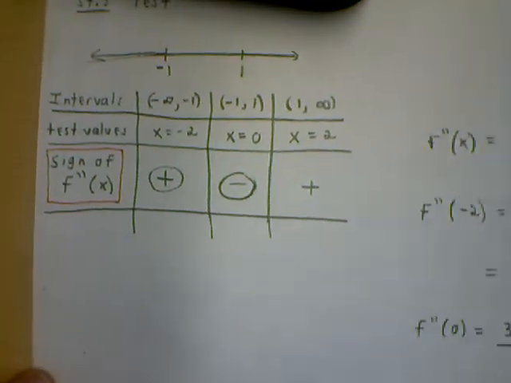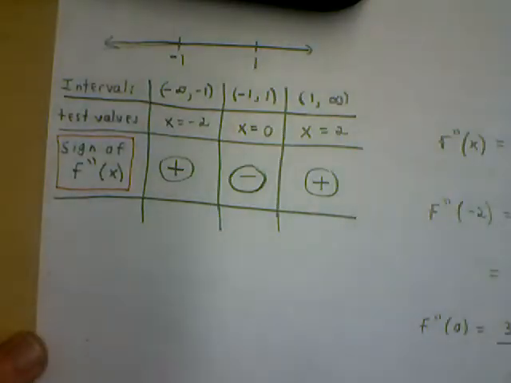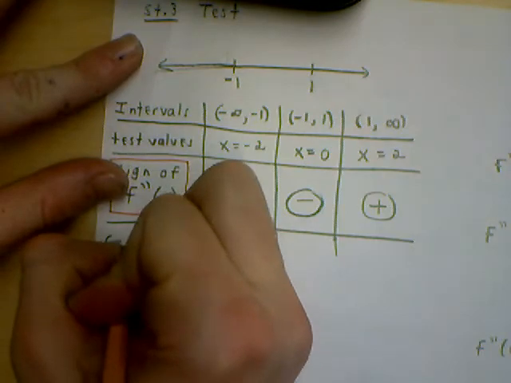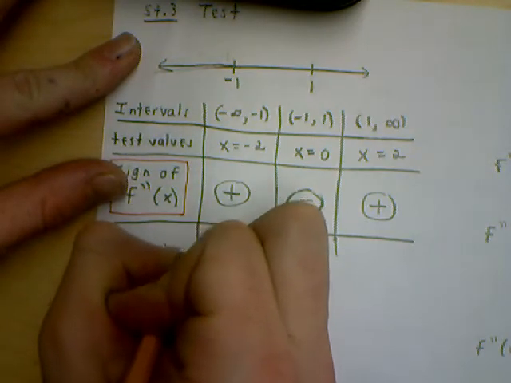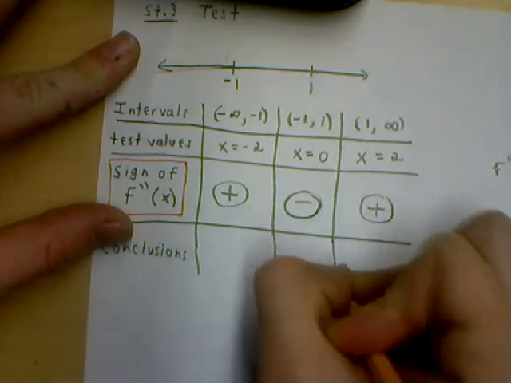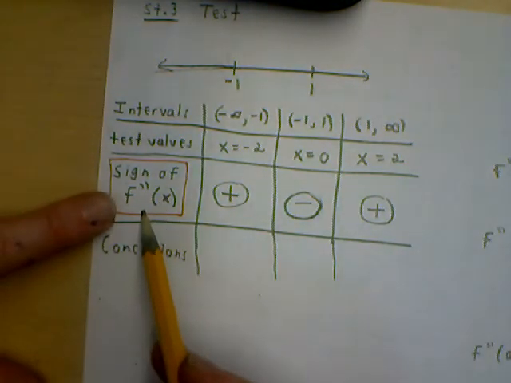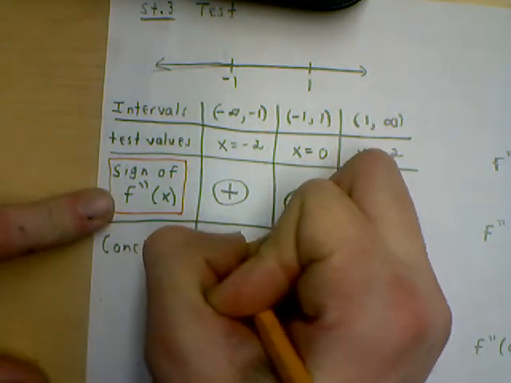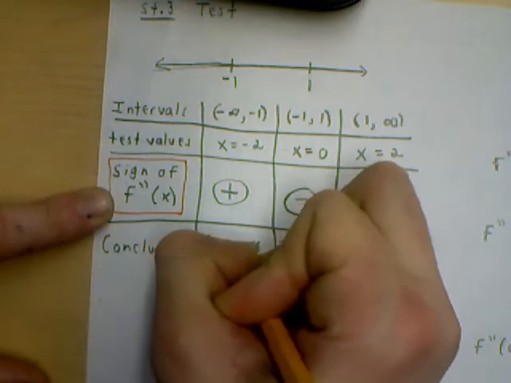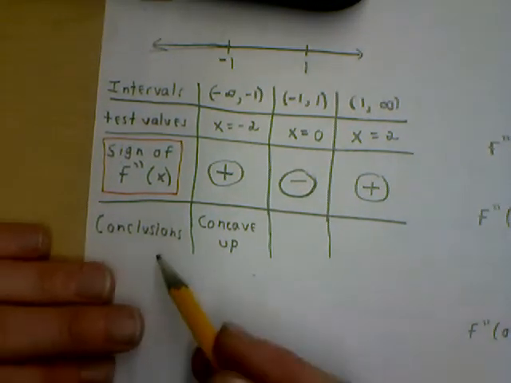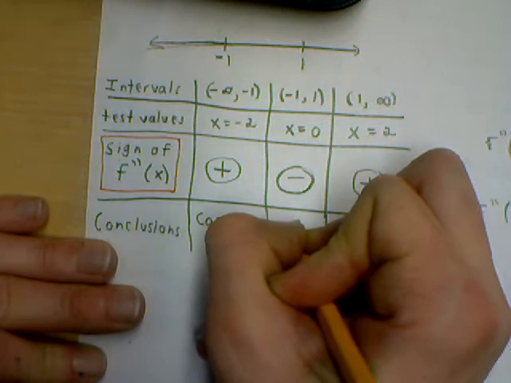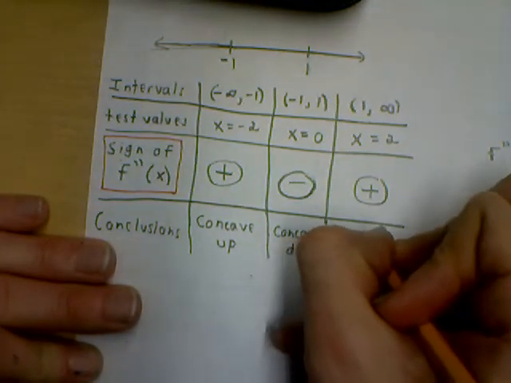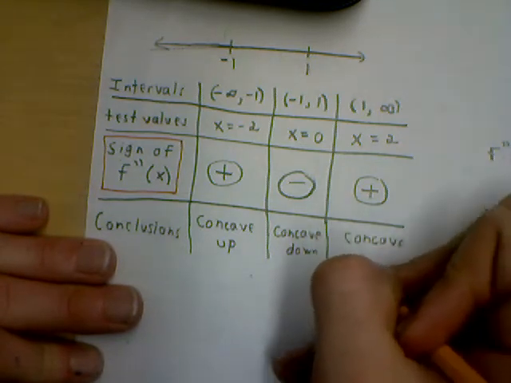All right, so now we need to draw our conclusions. You have to be really careful from here on out. I was looking at the sign of f double prime. So because f double prime was positive, our graph is concave up, or the slope is increasing. F double prime is negative, it's concave down. F double prime is positive, concave up.